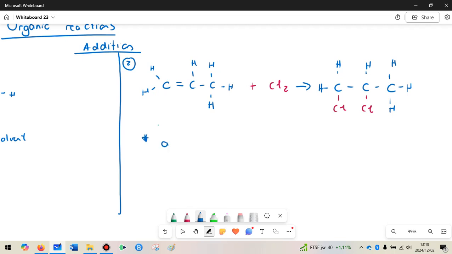Okay, reaction conditions. Your alkene once again needs to be dissolved, but this time in an unreactive solvent. And no water must be present.